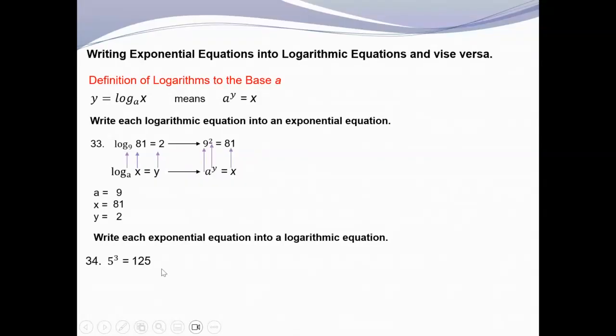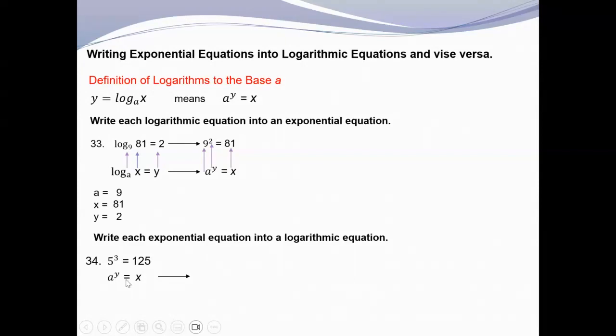Now I want you to go the other way. I believe with one example is good enough, but maybe next time I'll put more. This is self-explanatory, but just know what the a, the y, and the x are for both the log form and the exponential form. Now we're going to go from an exponential equation to a logarithmic equation.